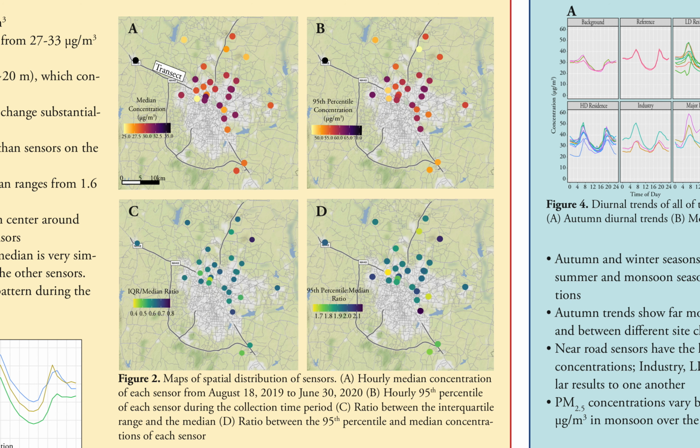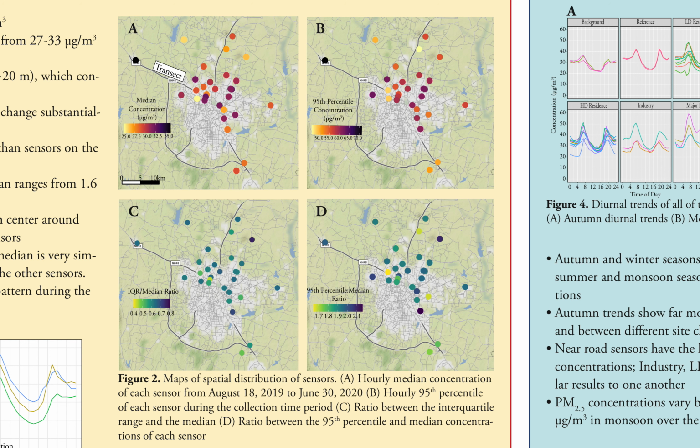Looking at the ratios in figures 2C and 2D, we compared both the interquartile range and the 95th percentile to the median. In 2C, it is seen that the interquartile range is between 0.4 and 0.8 times that of the median, showing that the interquartile range does not differ greatly compared to the median for all sensors, and the majority of the data are within 15 micrograms per cubic meter of the median.